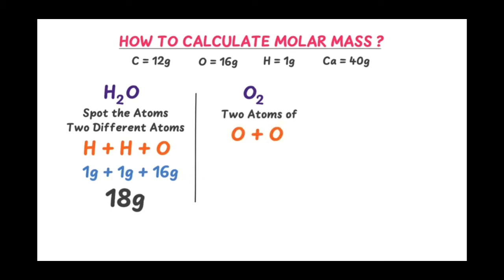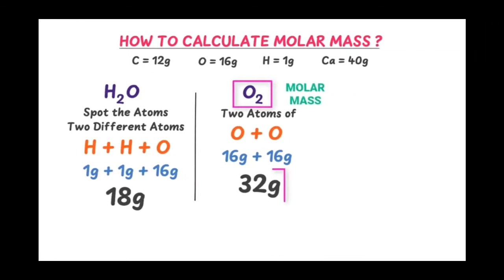Next, let's calculate the molar mass of oxygen molecule. First, we have to spot the atoms. Here, we have 2 oxygen atoms. So, we shall write as O plus O. What is the gram atomic mass of oxygen? It's 16 grams. Hence, 16 grams plus 16 grams is equal to 32 grams. Thus, the molar mass of oxygen is equal to 32 grams.